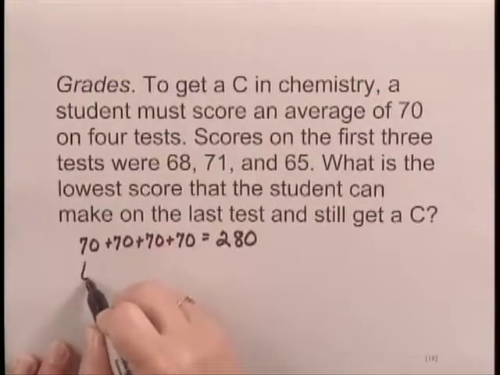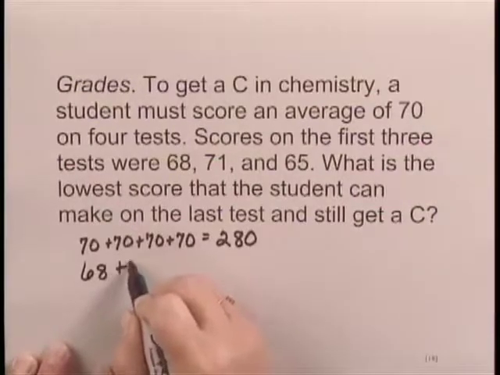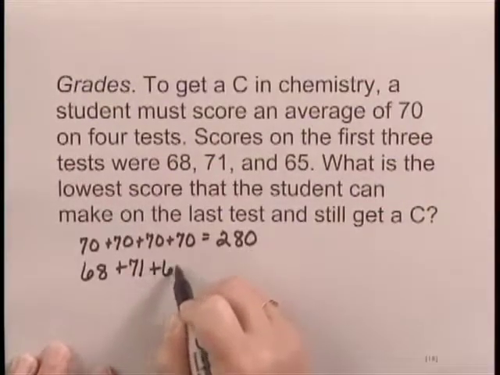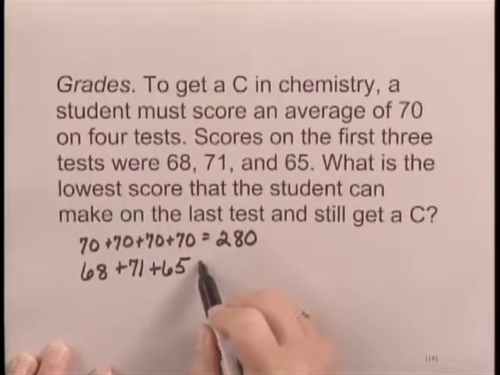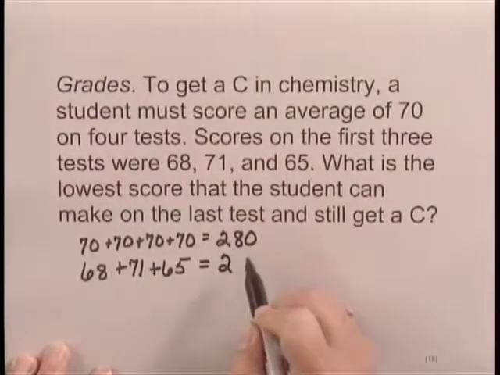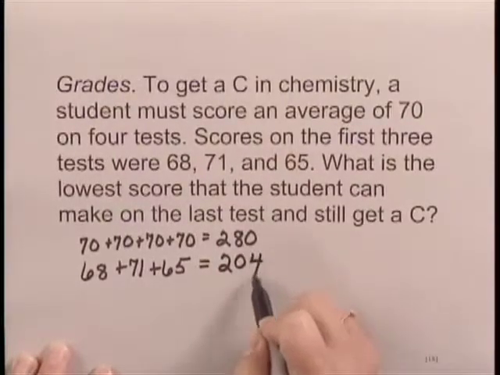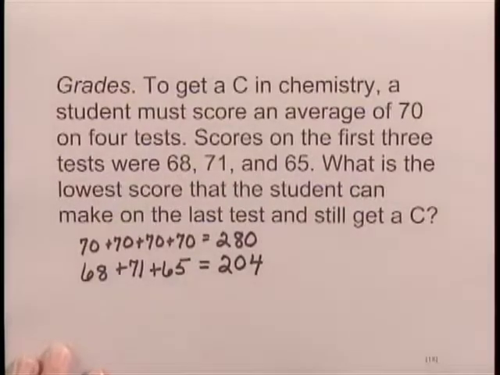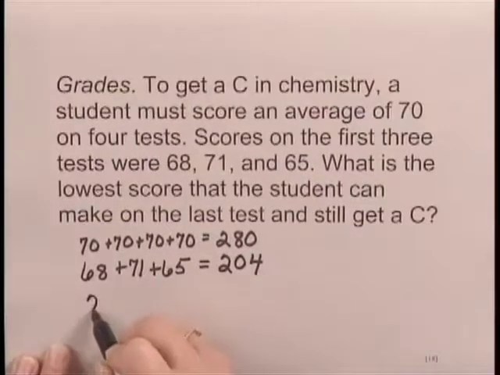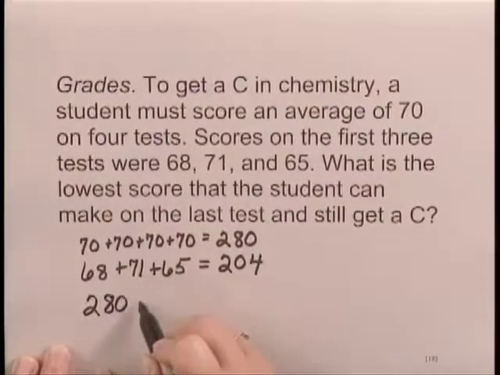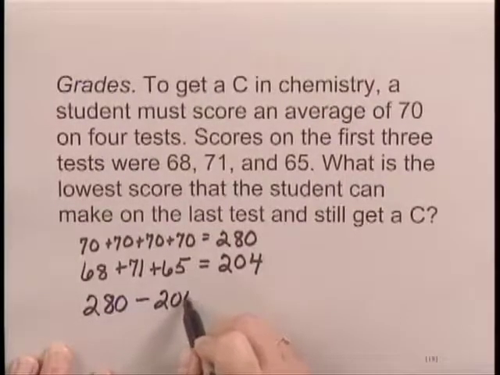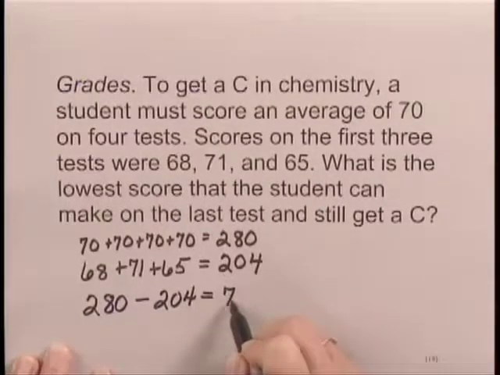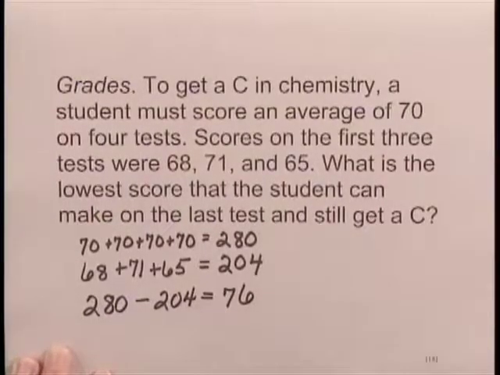Well, already the student has scored 68 plus 71 plus 65. Adding these numbers, we find that the student has already scored 204 points. Now, in order to get the C, the student must score 280 points. So if we subtract 280 minus 204, we get 76. This means that the student must score at least 76 points in order to get a C.